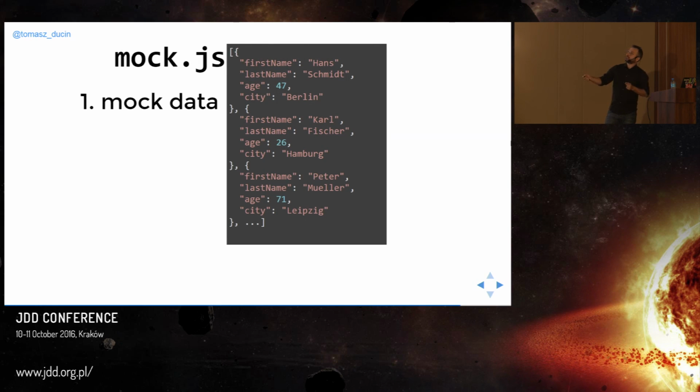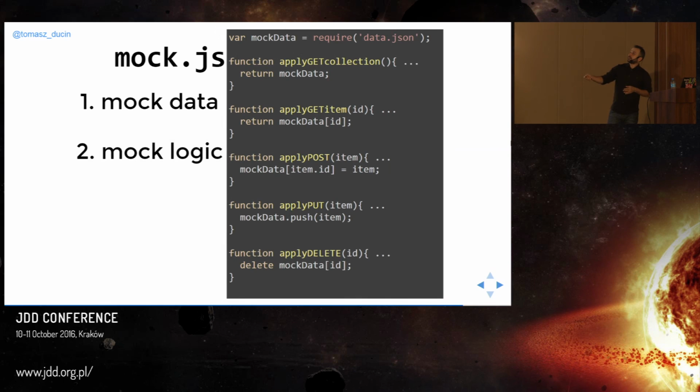First, what the mock.js will include is the mock data, right? We have seen the JSON schema or any kind of alternative. You want to have the JSON files. These will be just static JSON files. You can regenerate them if you want to modify the content manually, automatically, whatever. So that is the mock data. The second thing is the mock logic.